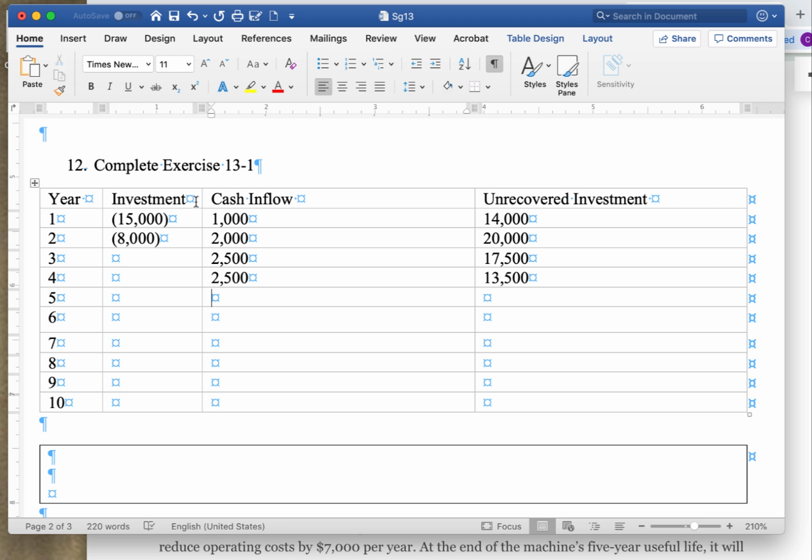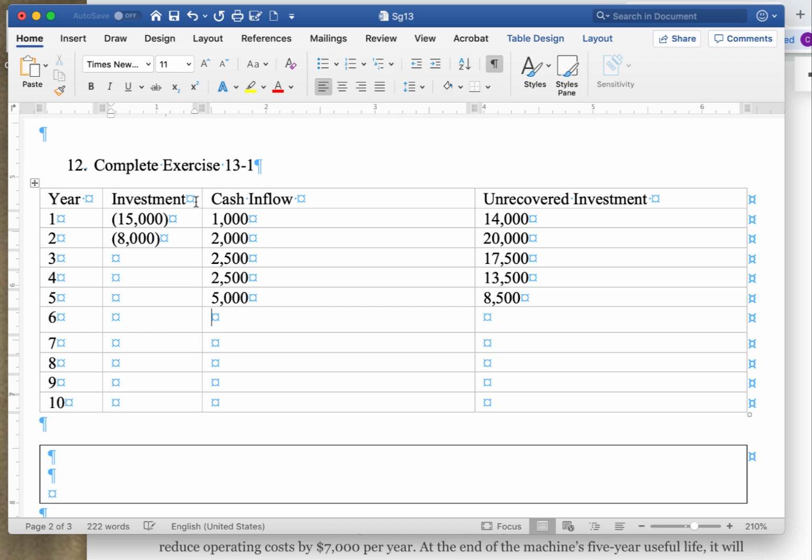Year 5, what's my cash inflow? Well, my cash inflow is $5,000. Great. How much at the end of the year is unrecovered? Well, think about it this way. At the beginning of year 5, I had $13,500 that was unrecovered. During year 5, I had a net cash inflow of $5,000. So that means at the end of year 5, I have $8,500 that is still unrecovered.